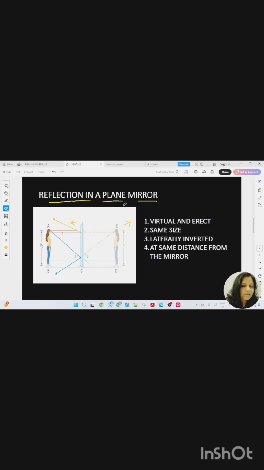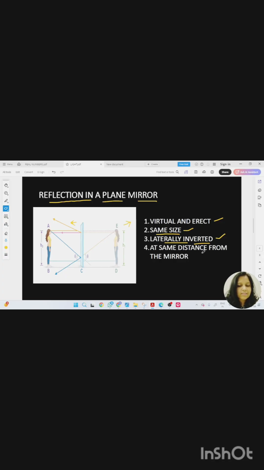The plane mirror is a replicator. It just replicates the image, so the image is of the same size. So the first feature is virtual and erect. Secondly, it will be of similar size. The third characteristic is that it will be laterally inverted. What does laterally inverted mean? That the left side of the image will appear on the right hand side, and the right side of the image will appear on the left hand side. Such kinds of images are known as laterally inverted images.